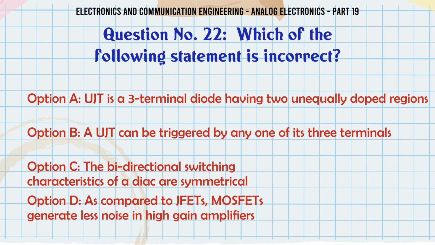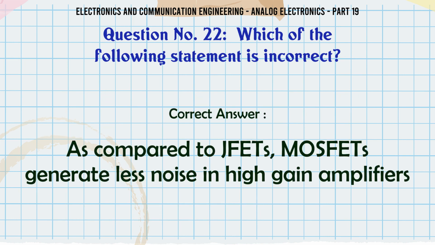The bidirectional switching characteristics of a diac are symmetrical. D. As compared to JFETs, MOSFETs generate less noise in high-gain amplifiers. The correct answer is as compared to JFETs, MOSFETs generate less noise in high-gain amplifiers.